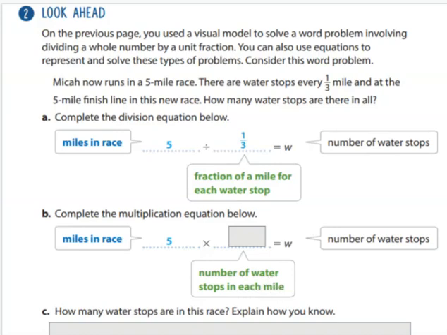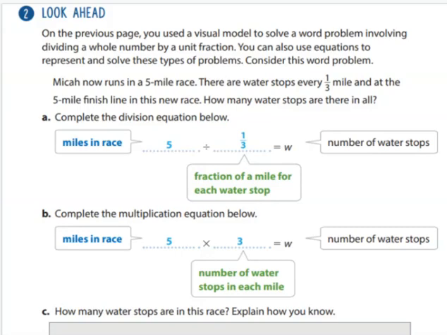So here, you're having to think about not the size of the pieces, but how many pieces there are in each mile. And in this case, those pieces represent the water stops. So you should have figured out that there are 3 water stations or stops in each mile. And if I have 5 miles, that means it's going to be repeated 5 times.